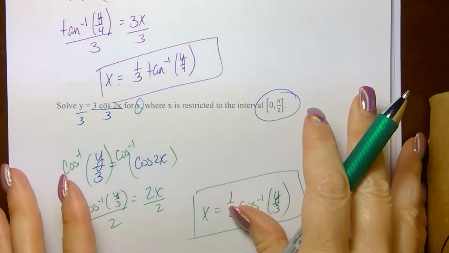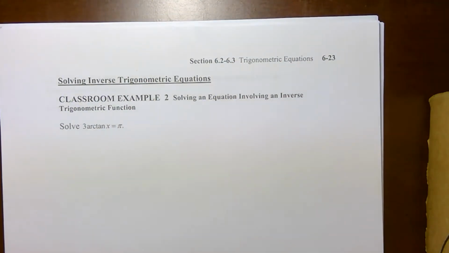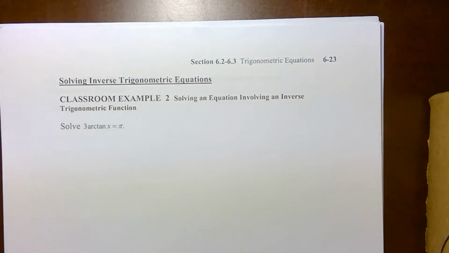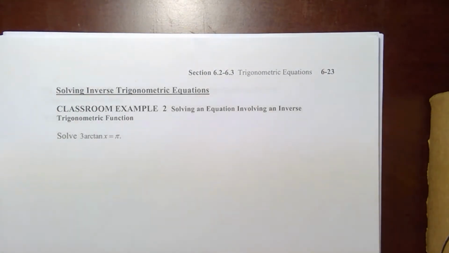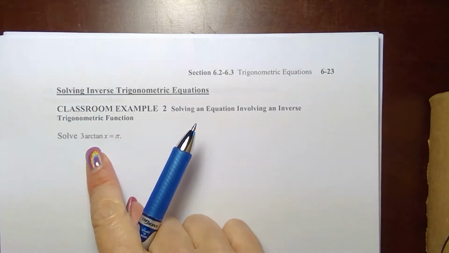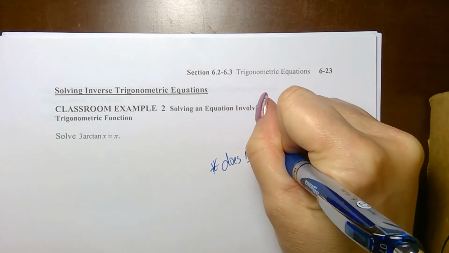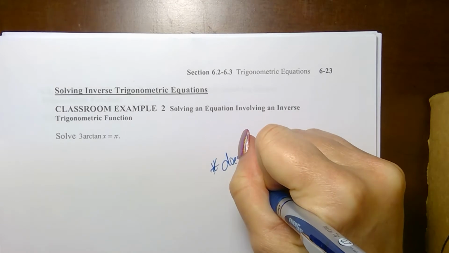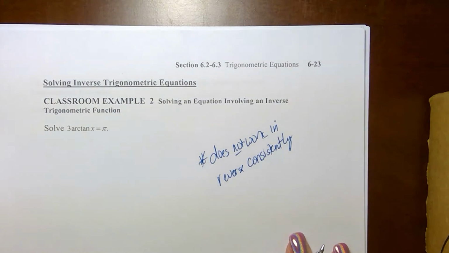Okay, we just got a couple more pages. Let's do the next example. Example 2 says to solve an equation involving an inverse trig function, we have 3 arctan x equals pi. One thing that you need to be aware of is that this is not going to work in reverse consistently. Right now I'm starting with arctangent, or tangent inverse, which means the same thing. Just be aware that this does not work in reverse consistently.